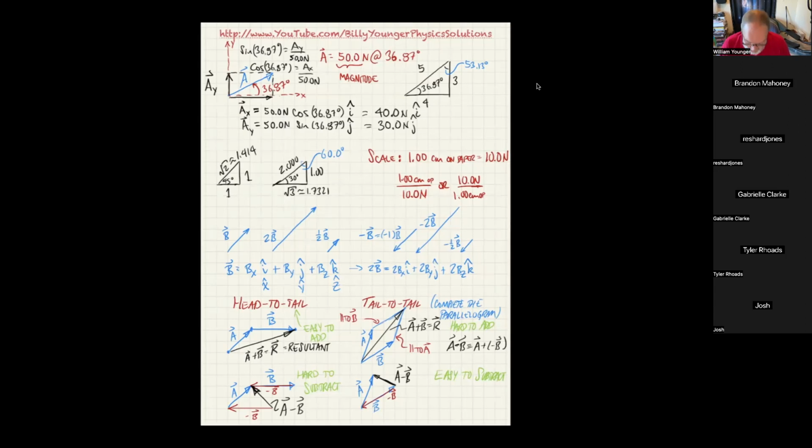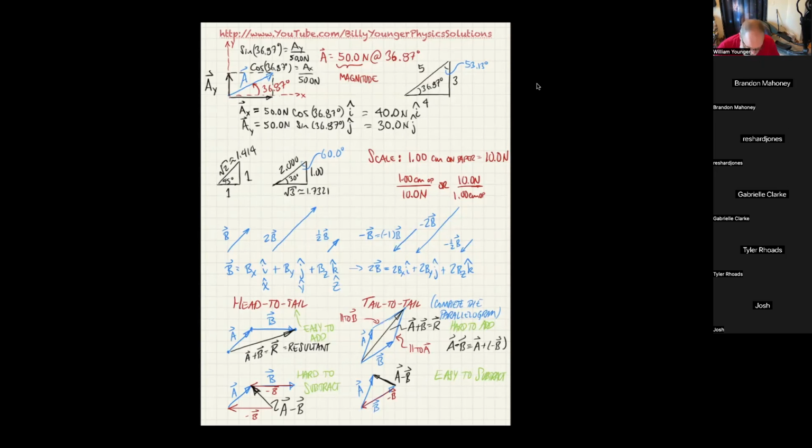I have a question. Yes. When you're doing head to tail, if you're subtracting, like you said, it's hard to subtract, but if you're subtracting a B, couldn't you just switch the direction of the vector and then just draw the line and that would still be the resultant vector? So yeah, that's what I did. You said when they were head to tail, right? Yeah, like the tip to tail method, yeah.